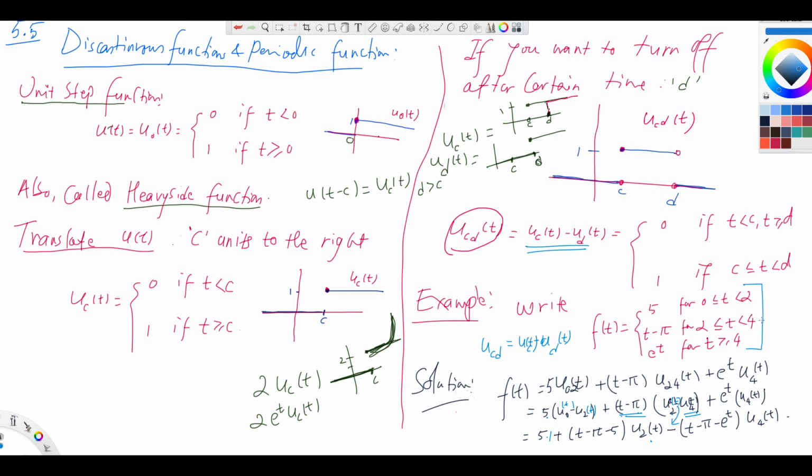So we can always write a piecewise function in terms of the unit step function. And this is what we do, because we will have to find the Laplace transform of a piecewise function. So we will first change it into the unit step function, and then we'll find the Laplace transform.